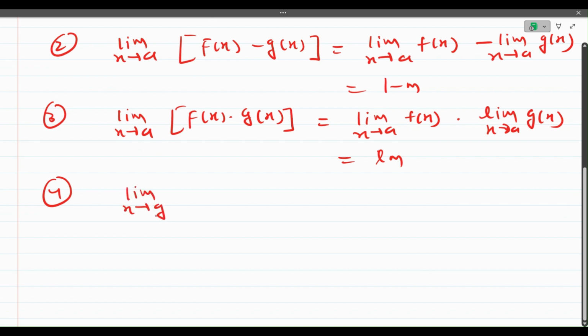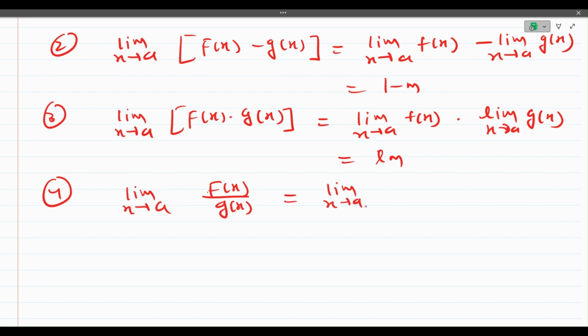And similarly, if the functions are in the quotient form, which is f of x over g of x, then it's going to be limit as x tends to a of f of x divided by limit as x tends to a of g of x, which is going to be L by M.